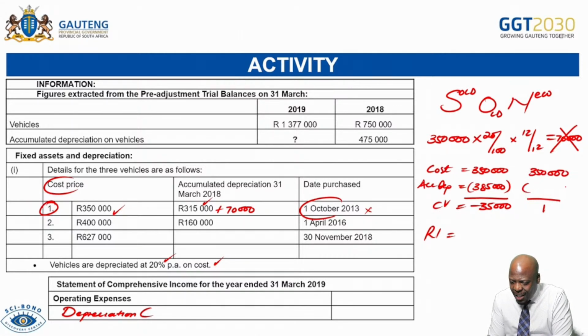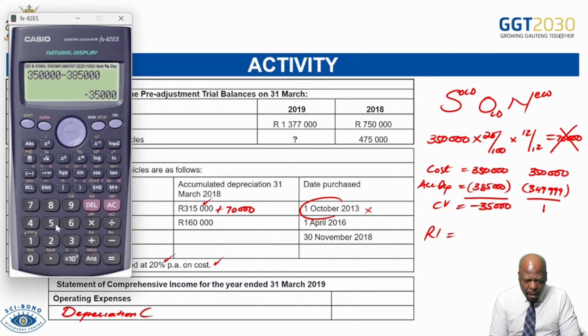So how much is my accumulated? 350 minus 1, that gives me 349,999. Okay, let's do that on the calculator. We will say 350,000 minus 1. That will give us 349,999. That is now my accumulated.